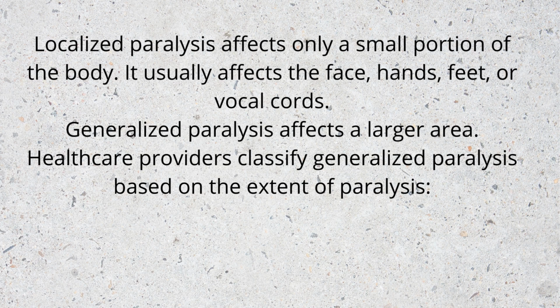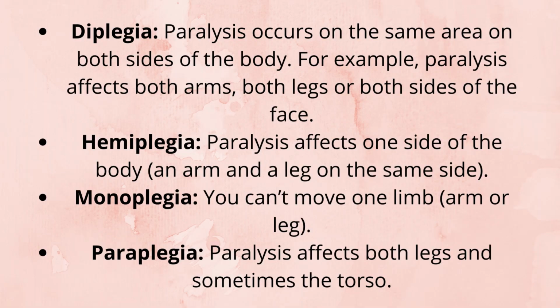Localized paralysis affects only a small portion of the body. It usually affects the face, hands, feet, or vocal cords. Generalized paralysis affects a larger area. Healthcare providers classify generalized paralysis based on the extent of paralysis.